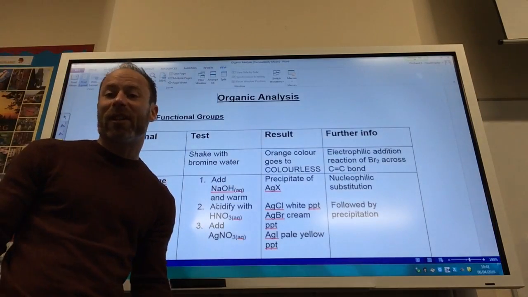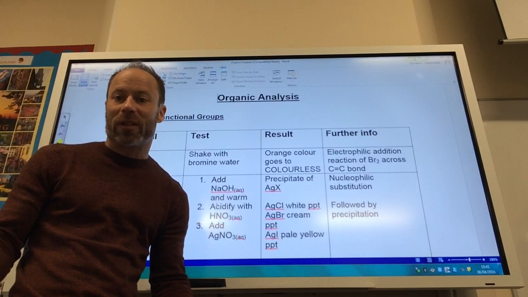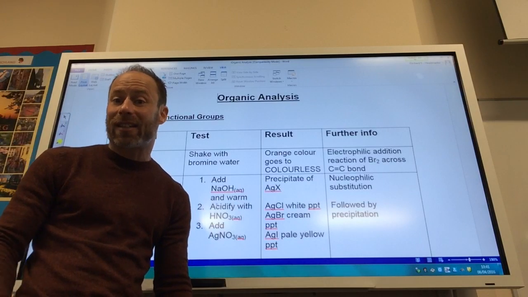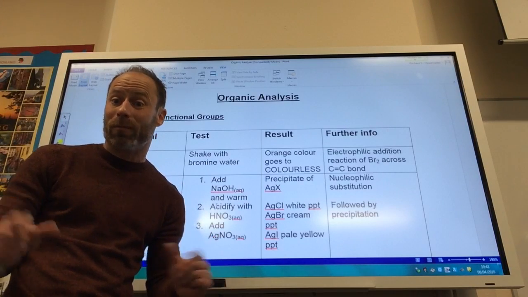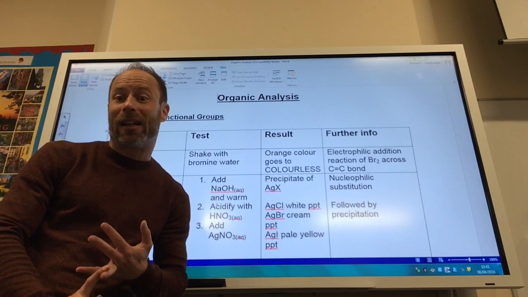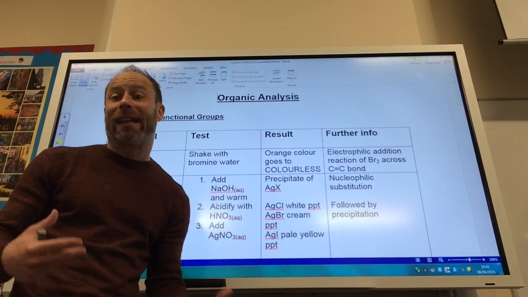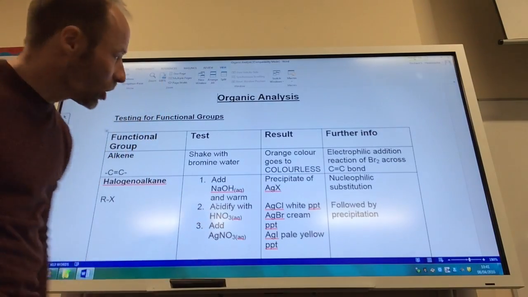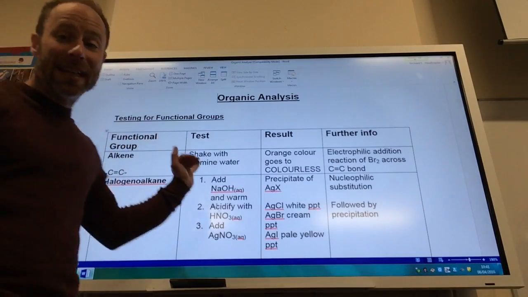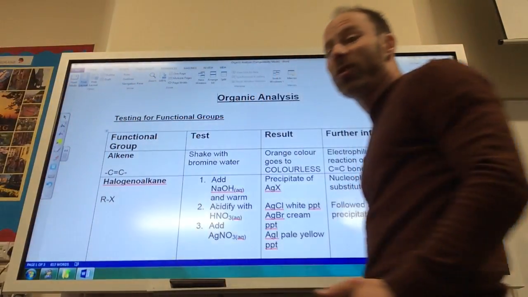This is quite important for organic chemistry. So if you're given an unknown organic compound, and they say what functional groups are in it, you can do these tests to give you clues as to whether it's an alkene, whether it's perhaps a halogenoalkane, what actual type of organic compound do you have. So, first test is for how do we test for an alkene. This one you should know from GCSE.